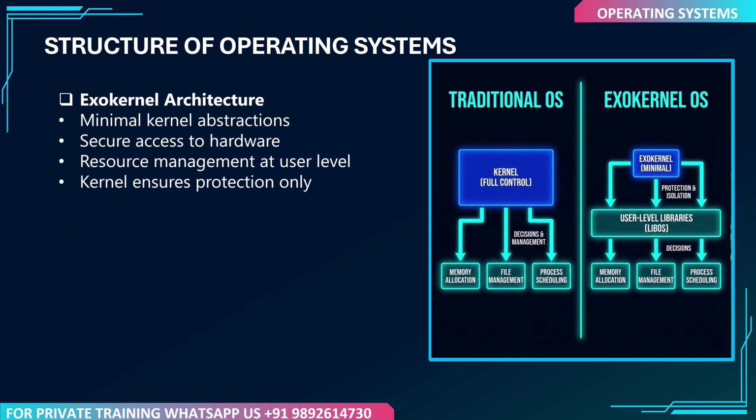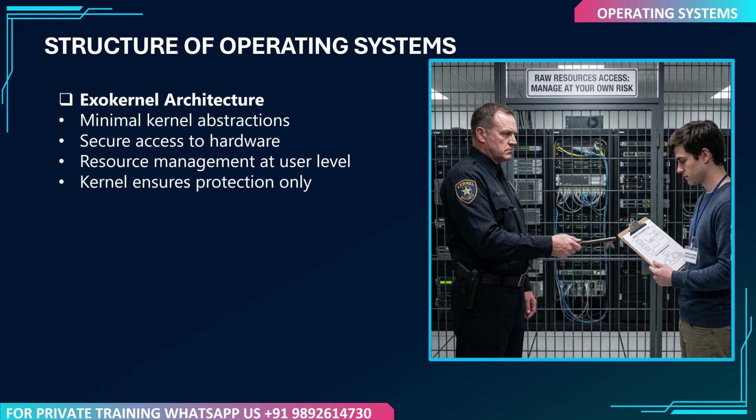In traditional operating systems, the kernel decides how memory is allocated, how files are managed, and how processes are scheduled. In an exokernel system, these decisions are pushed to user-level libraries. The kernel only ensures protection and isolation. Think of the kernel as a strict security guard who gives you access to raw resources but does not tell you how to use them. You decide how to manage memory or files based on your application's needs.